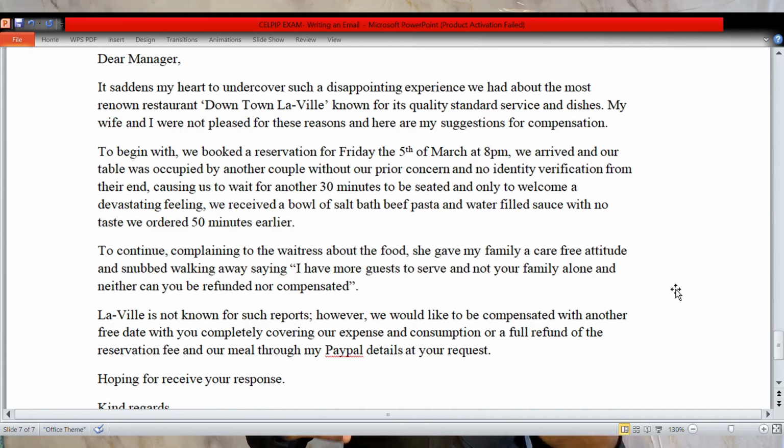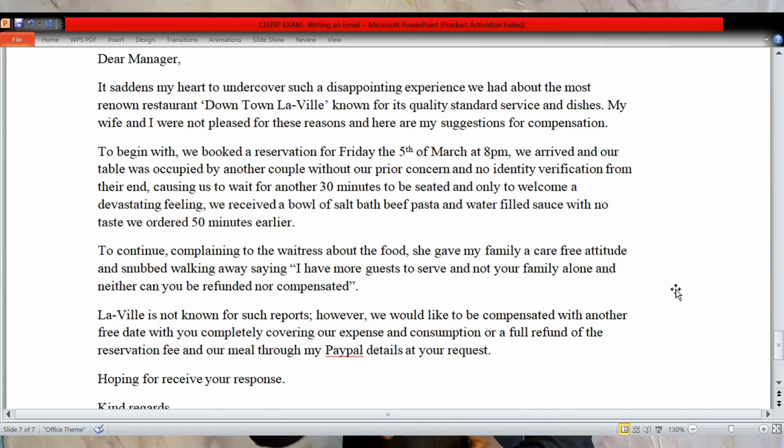Only to receive the food, it is watery pasta, salty pasta, beef pasta, and water-filled sauce, which means it has no taste. It was watery, and then the pasta was filled with salt. We didn't enjoy the meal. This is an expression.